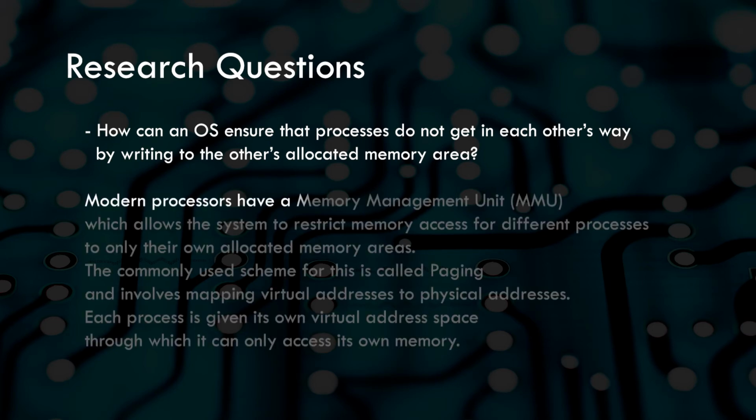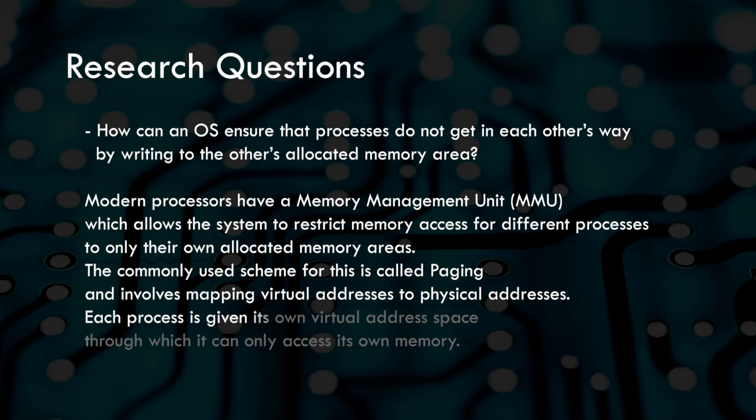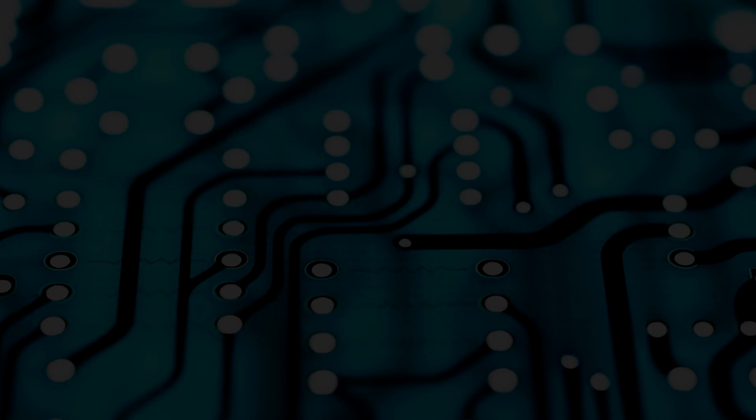Modern processors have a memory management unit which allows the system to restrict memory access for different processes to only their own allocated memory areas. The commonly used scheme for this is called paging and involves mapping virtual addresses to physical addresses. Each process is given its own virtual address space through which it can only access its own memory.